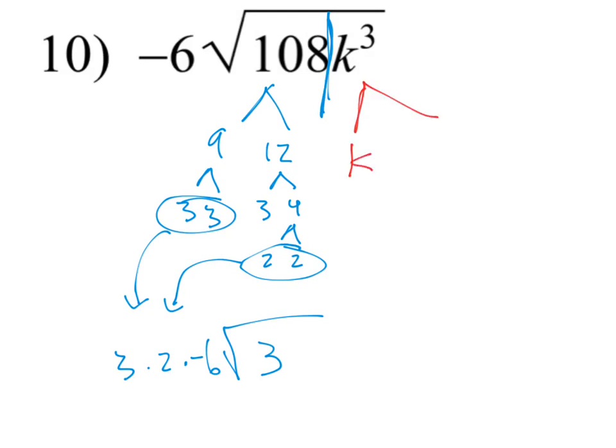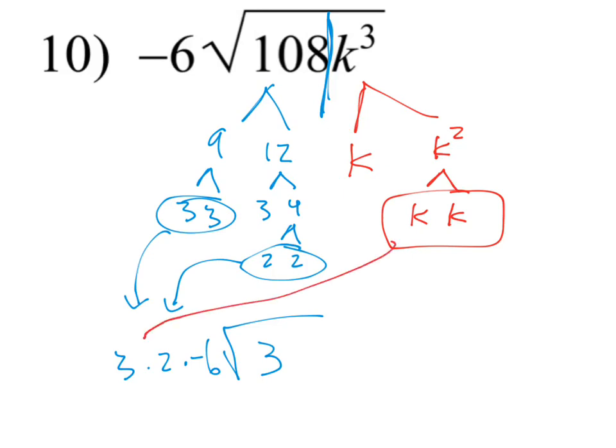K to the third power is k times k squared, and k squared is k times k. Or you can think of it as 3 k's being multiplied together. But you can only pull out a pair of things at a time. So we're going to take out this pair of k's. This doesn't have another k to be paired up with, and so the pair of k's is going to come out. So it's going to be times by k.